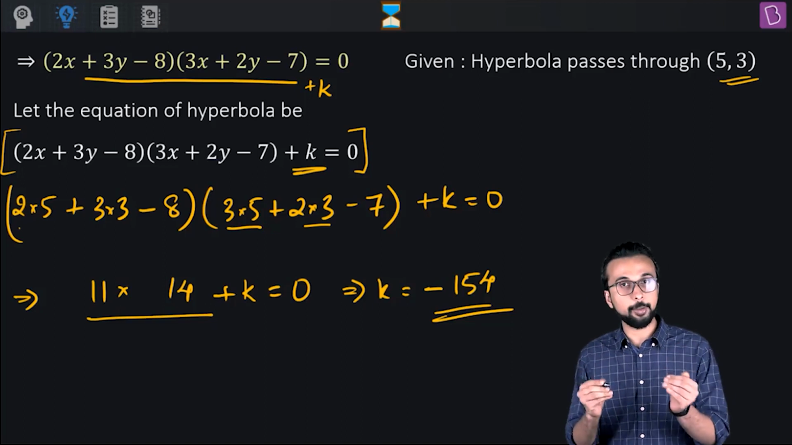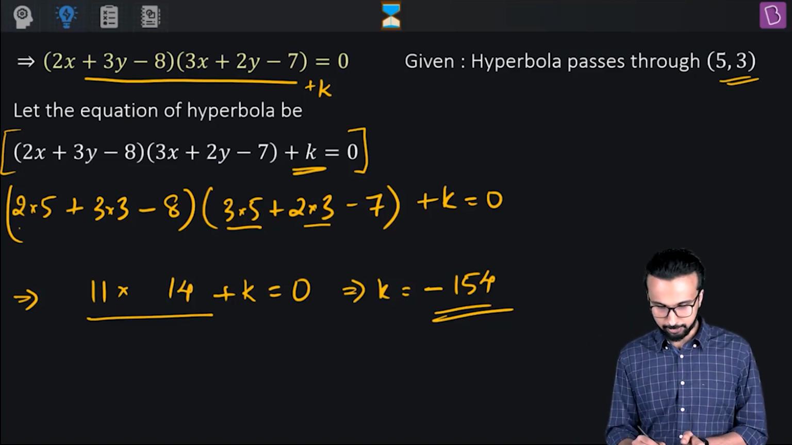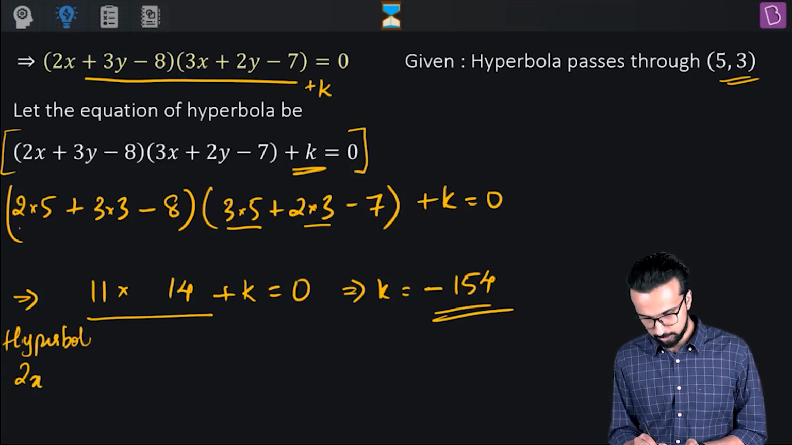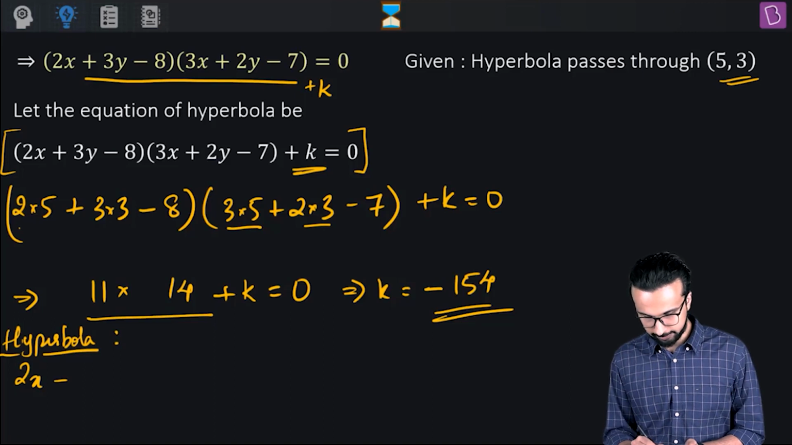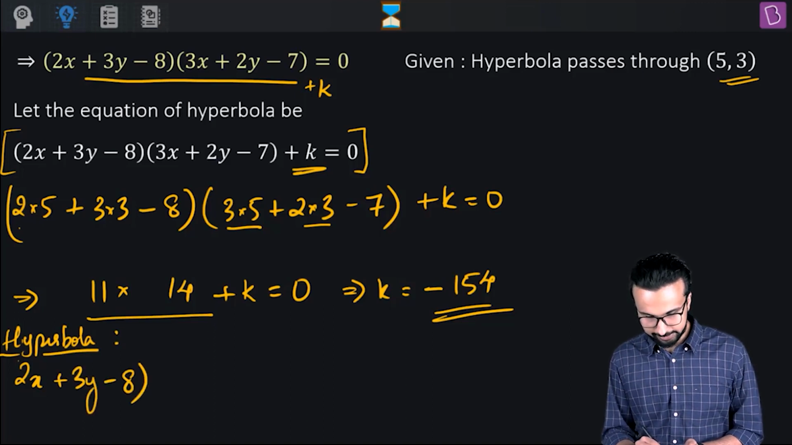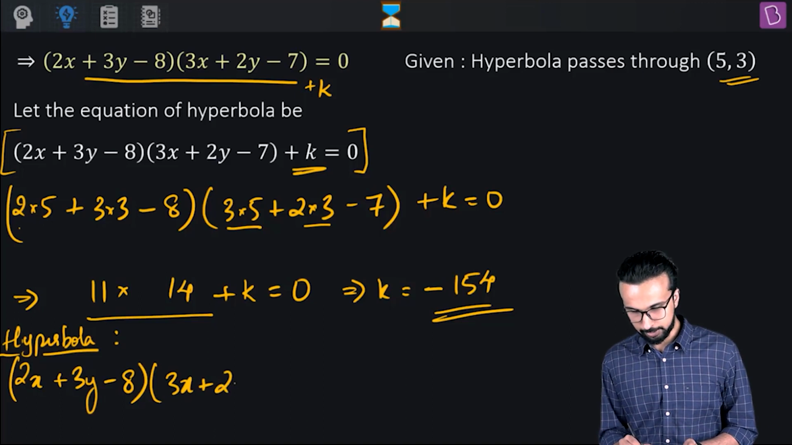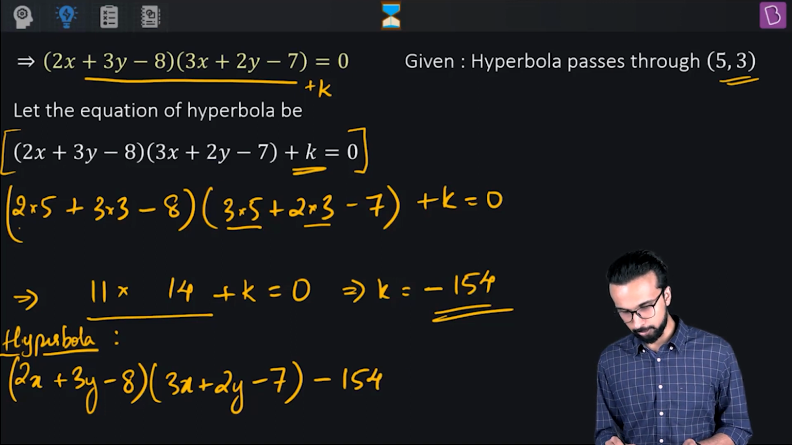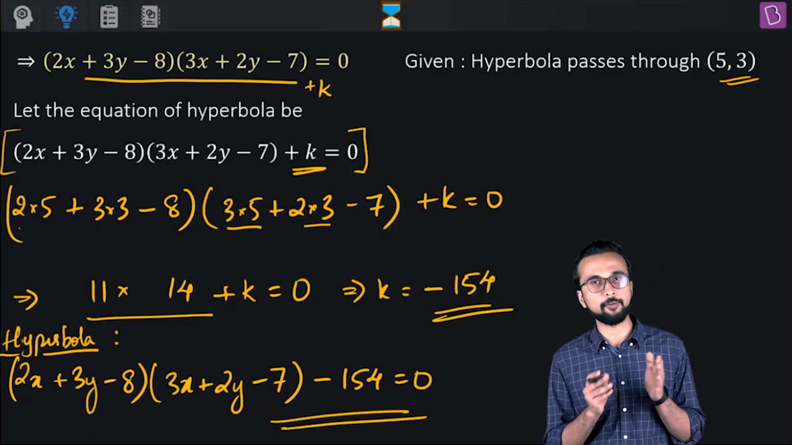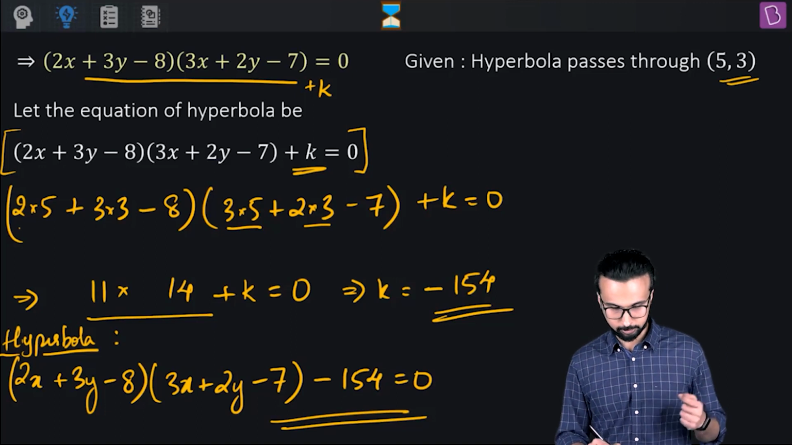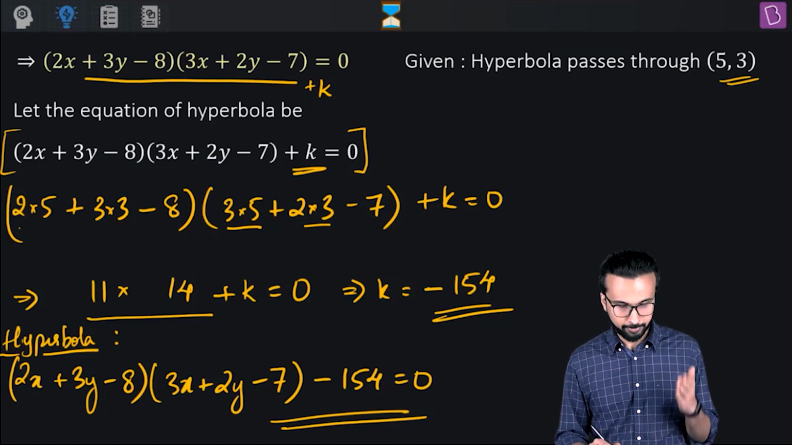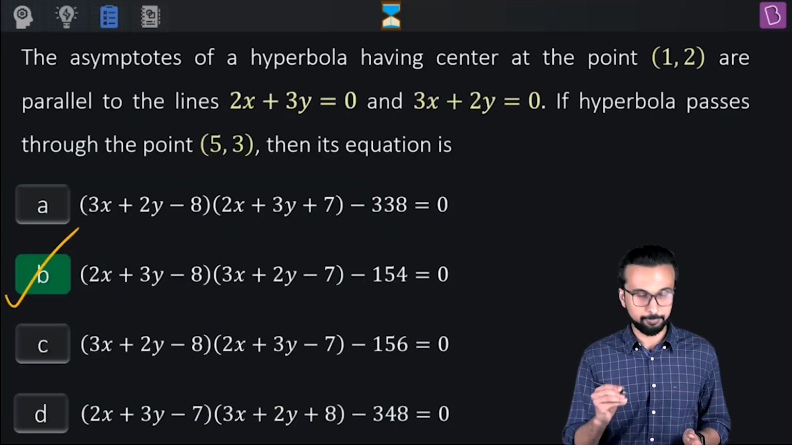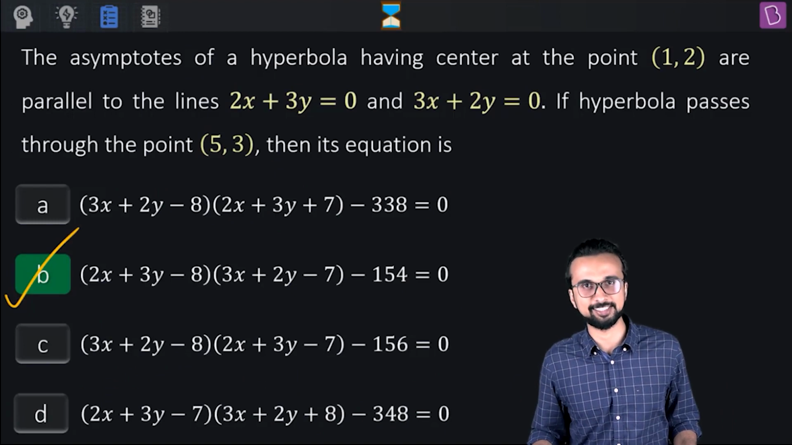So the equation of my hyperbola will hence be (2x plus 3y minus 8) into (3x plus 2y minus 7) plus k, which becomes minus 154, equal to 0. We'll have to look for this in our options. So we see that (2x plus 3y minus 8) into (3x plus 2y minus 7) minus 154 is option B, and hence B will be our correct answer. Got that?